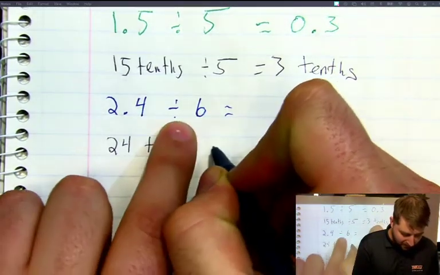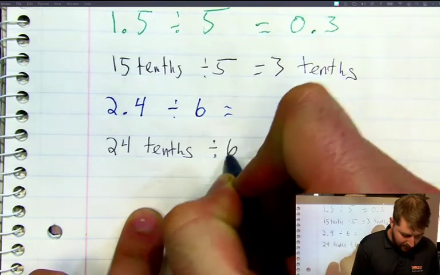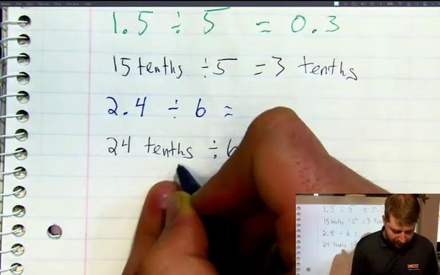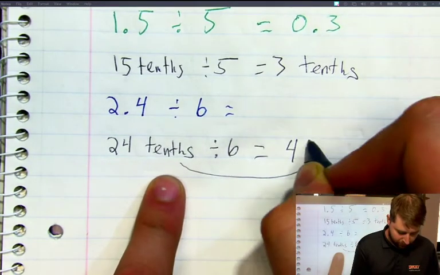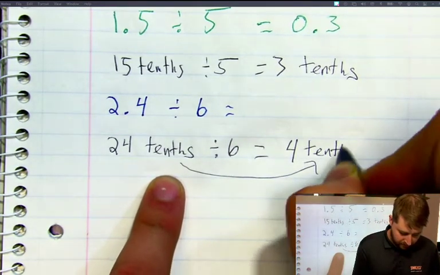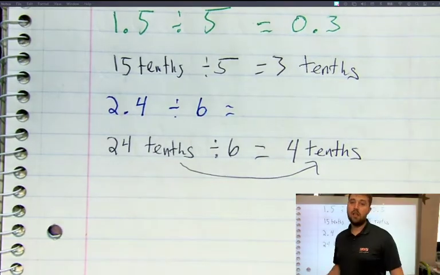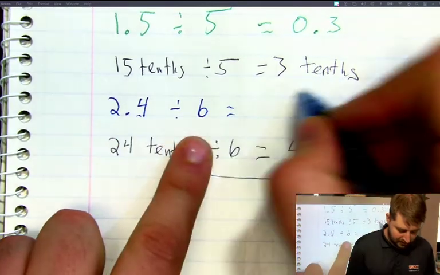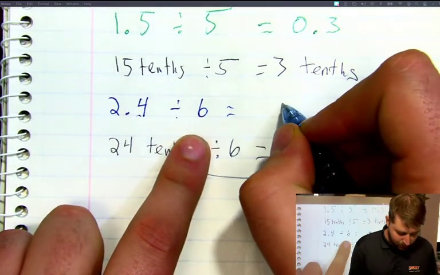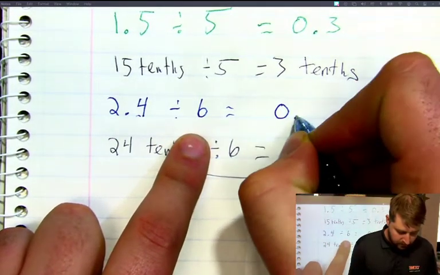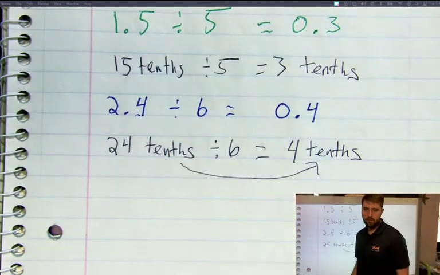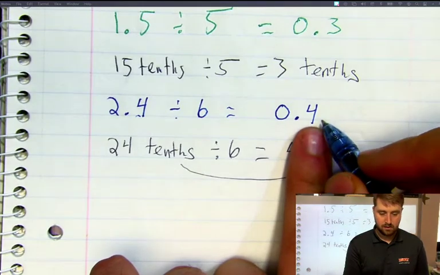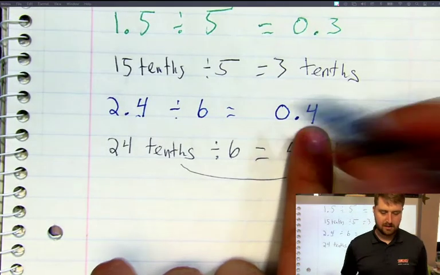24 tenths divided by what? Divided by 6. And now that we know that 24 divided by 6 is 4, we can put a 4 right here. We're just going to put our label over here. It is for what? It is 4 tenths. So now we can go back up to our problem in blue. 2 and 4 tenths divided by 6 is 4 tenths. How do we write 4 tenths? Just like that, 0.4. Remember, we put that 4 in the tenths place, and then we put our decimal point and the 0. It's 4 tenths.